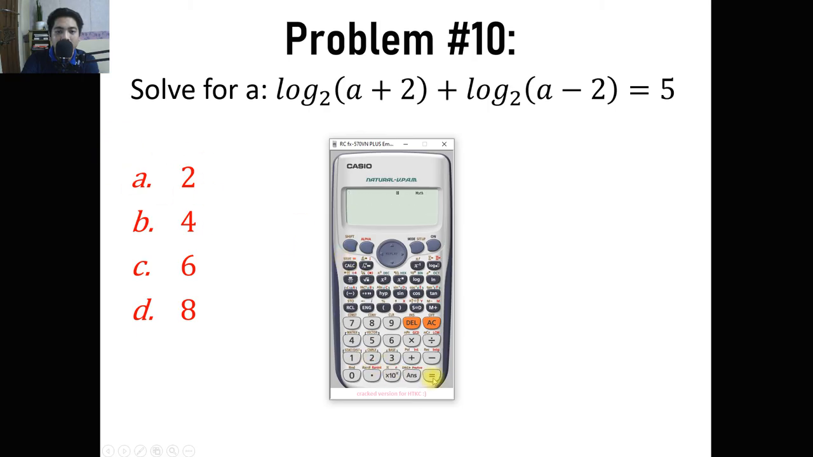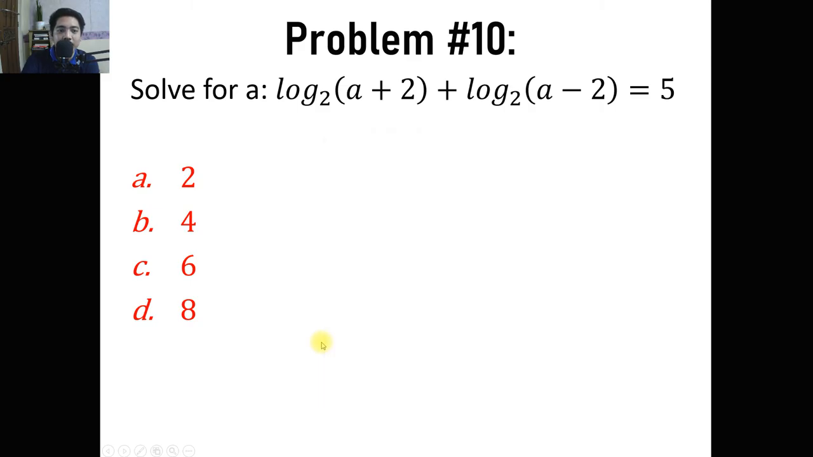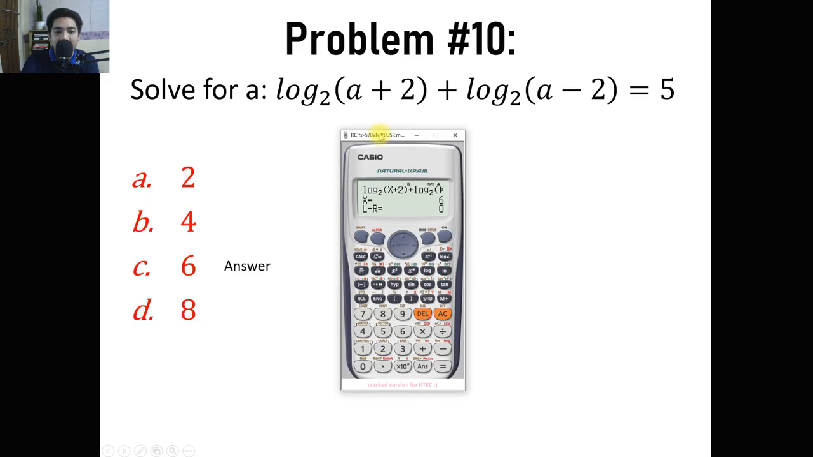So we have 2. It's 6. The value of x here, or the a in our problem, is 6. So we have 4, still enter 4, that is still 6. Enter 8, that is still 6. So the answer for this problem is letter C, which is 6.